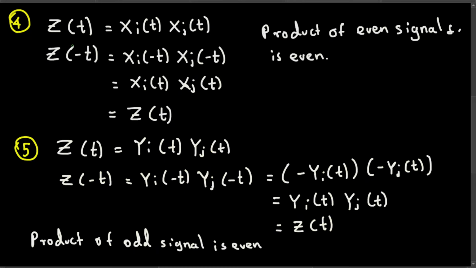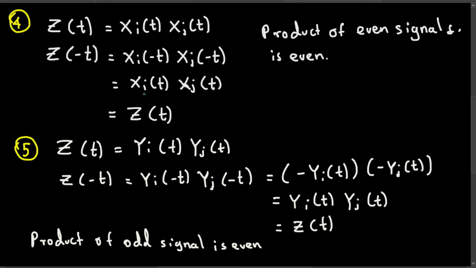Now let's look at the fourth property. The fourth one, we are multiplying two even signals and seeing what we get. So here first we have to take the negative of t and substitute it instead of t. So x of negative t, x of negative t. For the even signal, if you substitute negative of t, that gives you x of t.